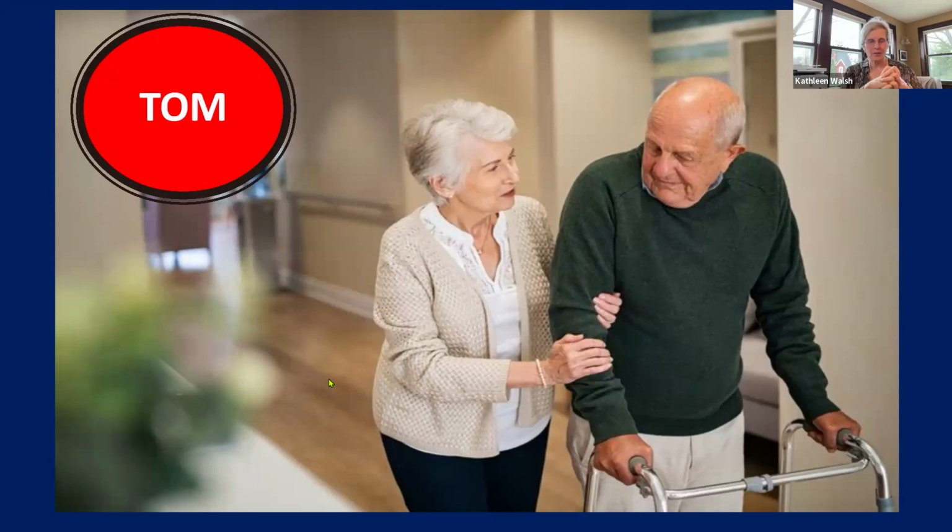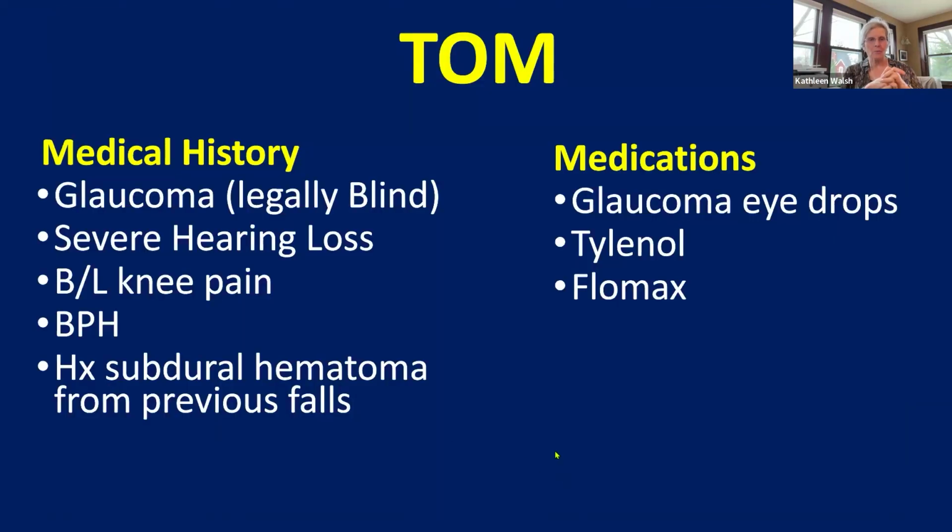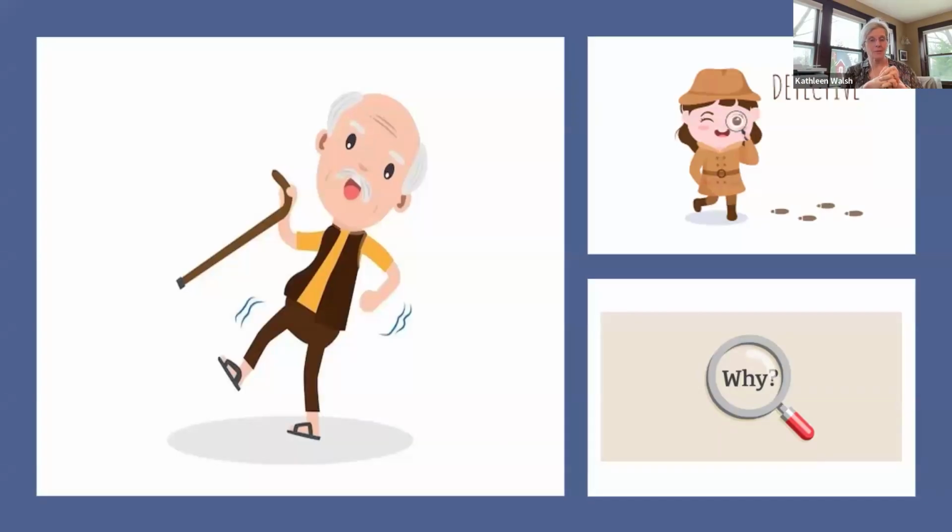So let's get to his history just a little bit here. Glaucoma, hearing loss, knee pain. He's had multiple subdural hematomas from previous falls. And this is our medications. He's on three glaucoma eardrops, Tylenol, and Flomax. Not bad. So you have a patient that falls.